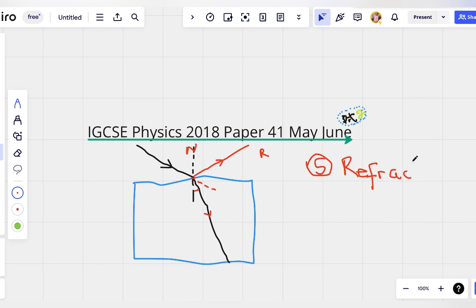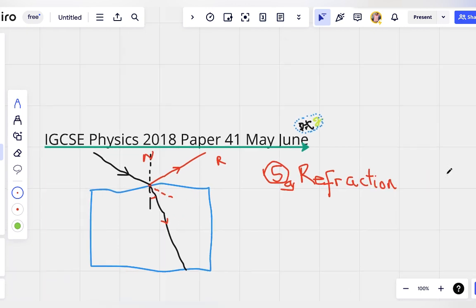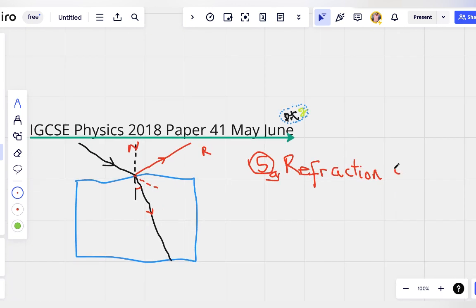But some other students can choose reflection. Still they are correct. Why? Because the two phenomena can happen. Any of these phenomena can happen, or sometimes both of them can happen at the same time. Maybe some of the ray is refracted, some are reflected. So either we write refraction or we write reflection for this question. Okay, so that's the solution to this question, refraction or reflection.